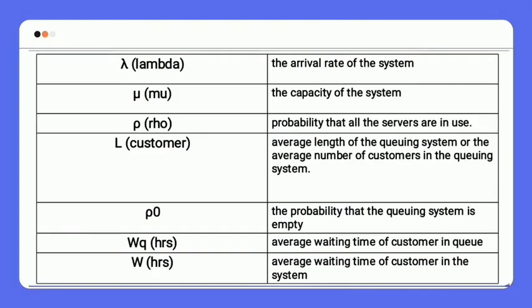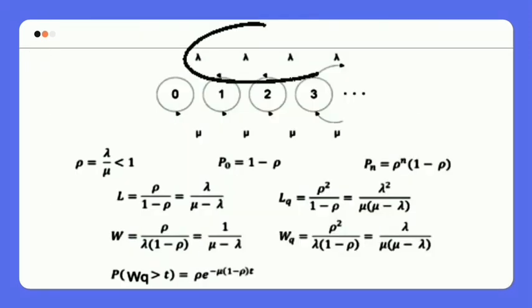Lambda is the arrival rate of the system, mu is the capacity of the system, rho is the probability that all the servers are in use, L or the average length of the queuing system or the average number of customers in the queuing system, P naught, the probability that the queuing system is empty, W and WQ or the average waiting time of customer in the system and in queue. Lambda corresponds to the arrival rate, while mu corresponds to the service rate.